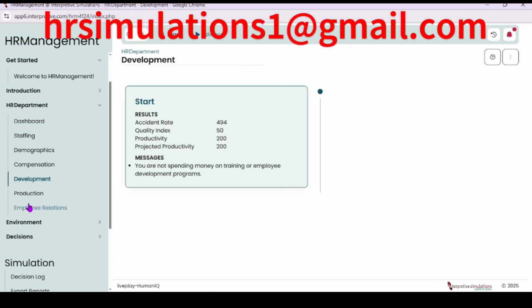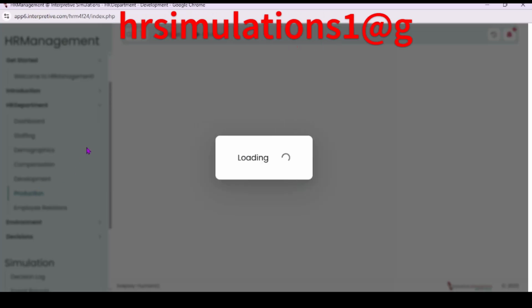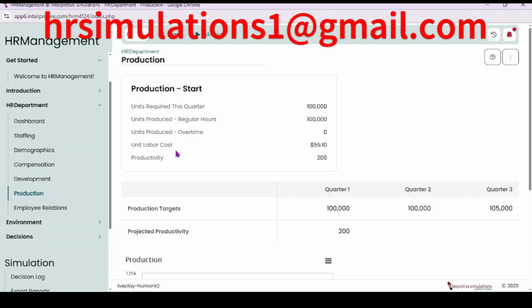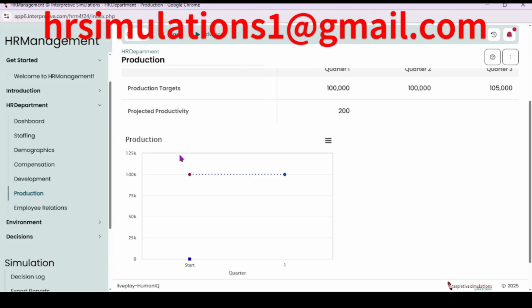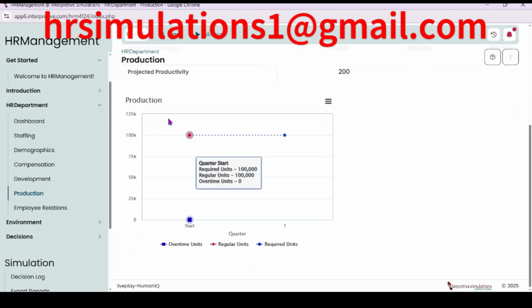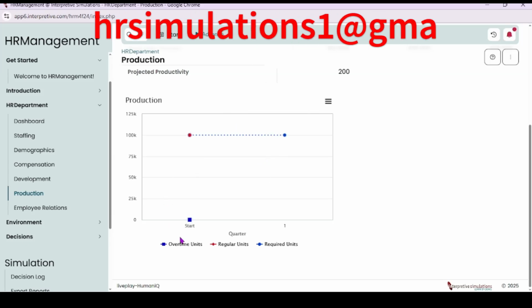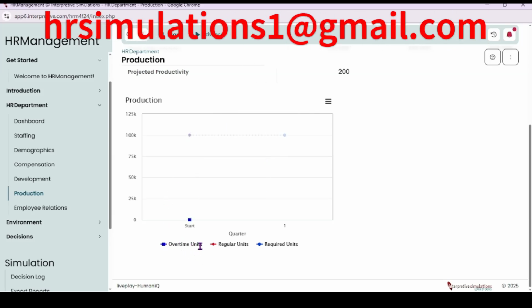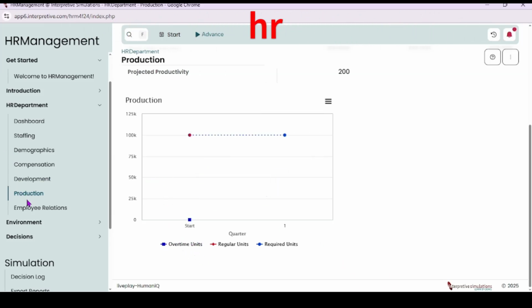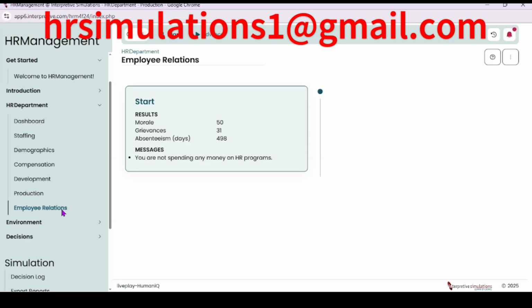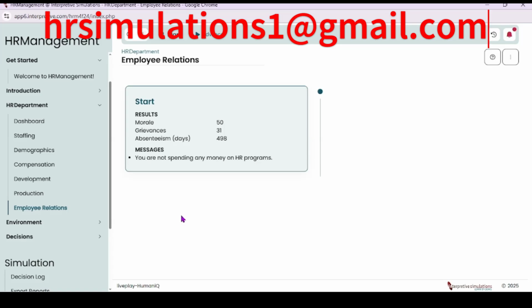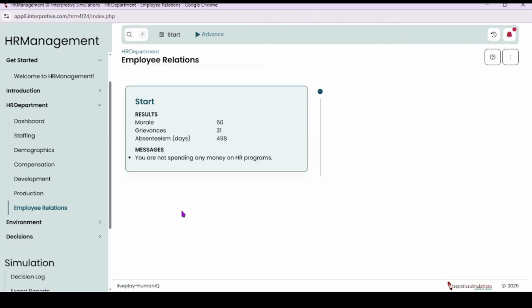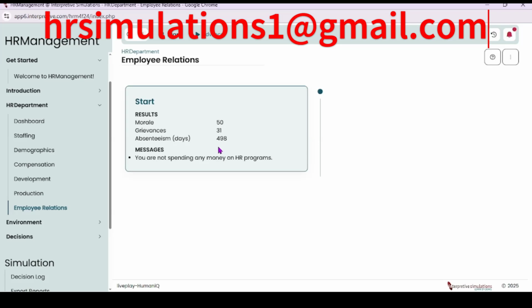Next is production. When you talk of production, we're talking about the production targets that we have and the projected productivity in the company. We have this graph here that has the overtime, regular units, and the required units, so you can compare. Lastly, you have the employee relations, whereby we are talking about the morale, the grievances, and also you can see the absenteeism of your workers and all that.